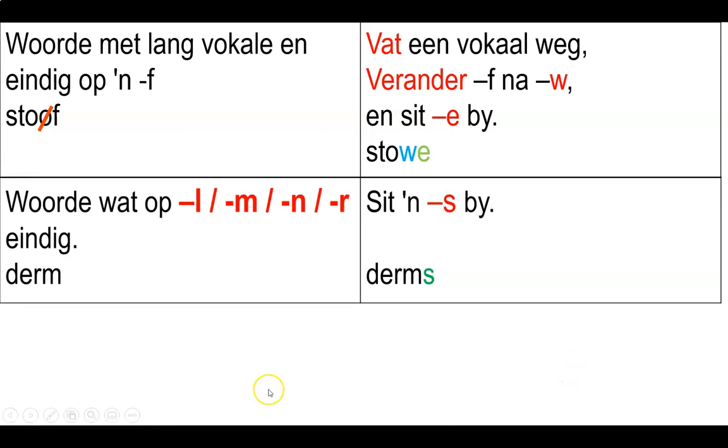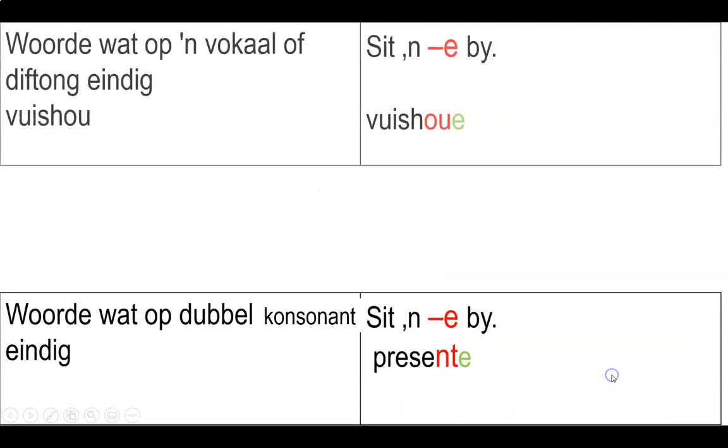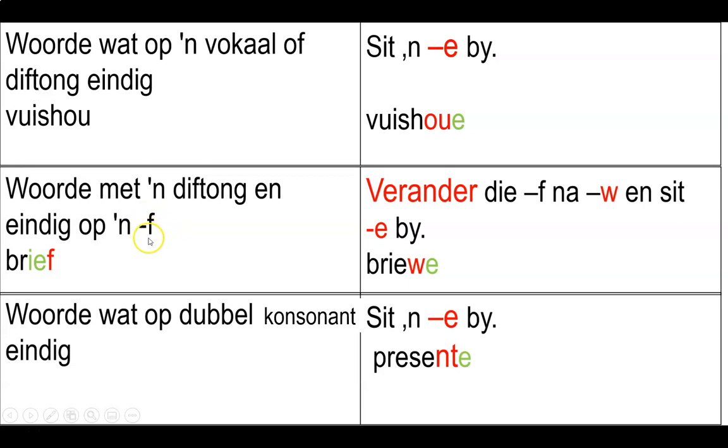Words that end on an L, M, N, R, you add an S. And words with long vowels or a diphthong, they just get an E. So also note that there could be 3 vowels together and you add an E. Right, now we go on to where it ends on a vowel, and you add an E. And when it ends on an F, that we can see is a repeated pattern, and it always ends on an F, we put a W and then an E.